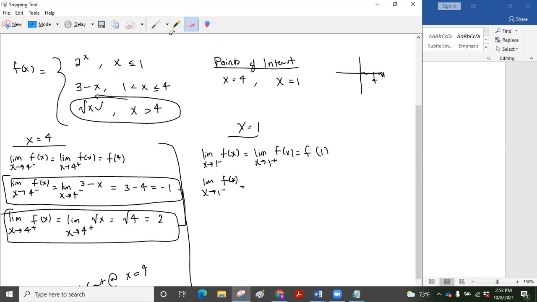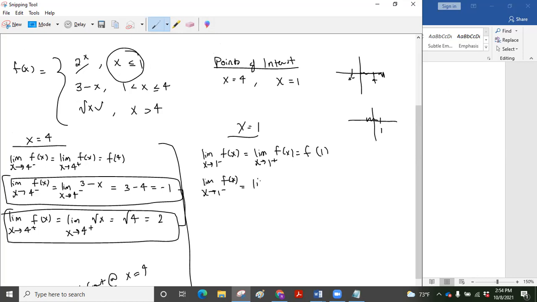Well, this one says that if your x values are less than 1, and if I'm coming from the left, they have to be less than 1. Think about it: if I have 1 here and I'm coming from the left, all these values are less than 1. So this one says if your x values are less than 1, use 2 to the power x. So the limit as x approaches 1 from the left of 2 to the power x is just 2 to the power 1, which is just 2. So now we're going to check the right.